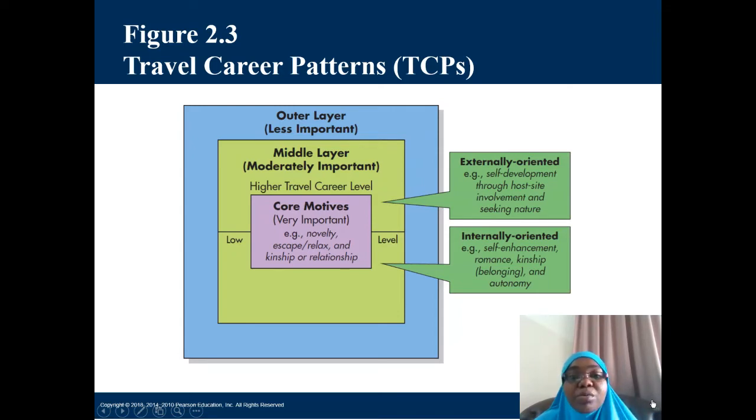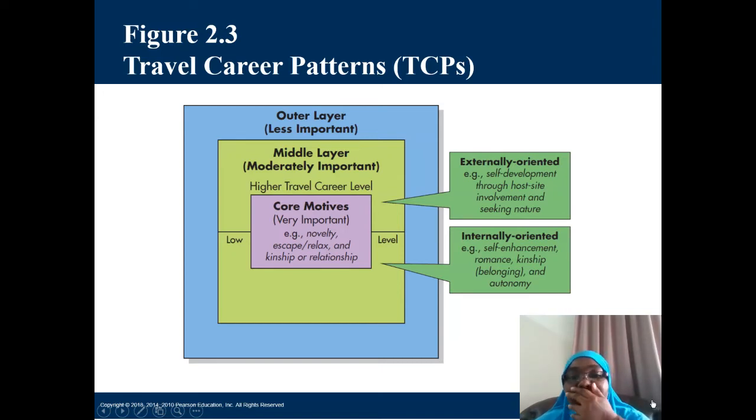Okay, so that is what we mean by relationship or kinship. Kinship: you want to travel for the sake of your family, for the sake of members of a family. So these are core motives and they are very, very important.